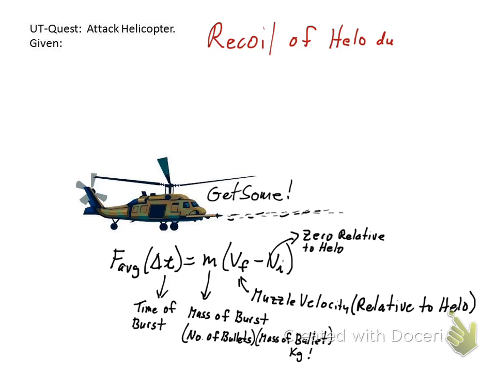Now it becomes a Newton's third law problem. The recoil of the helo: the machine gun pushes on the bullet, and then the machine gun pushes on the helicopter. It's attached to the helicopter. So now we have a third law problem.